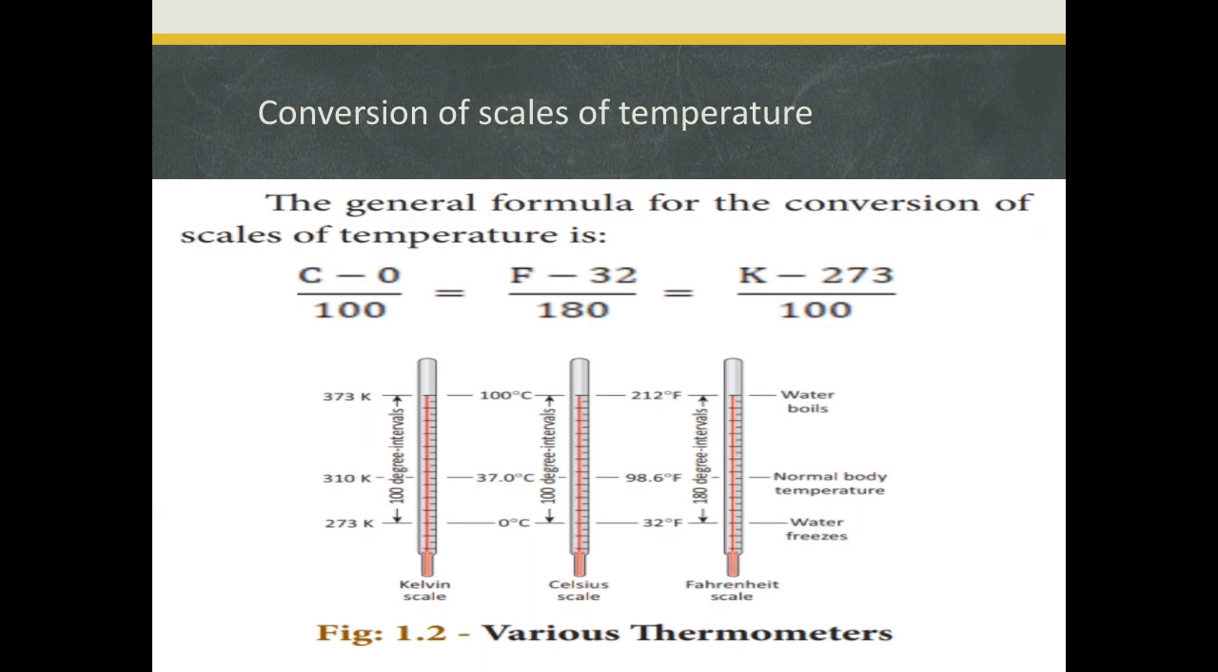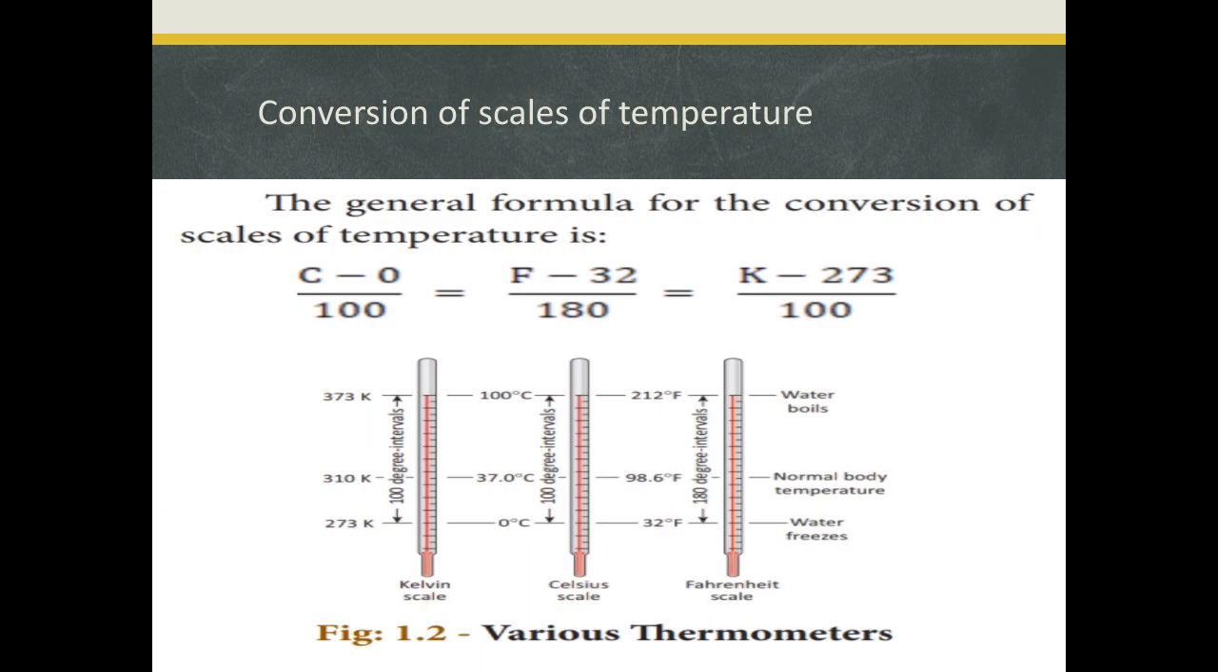If you see the formula above, the Celsius and Kelvin scales are divided by 100, while in the case of Fahrenheit it is divided by 180. Why is it so? It lies in the calibration of the thermometers. In the case of the Kelvin scale and the Celsius scale, there will be 100 divisions. But in the case of the Fahrenheit scale, between the upper point and the lower point there will be 180 divisions. That's why it is divided by 180 and the other two are divided by 100.